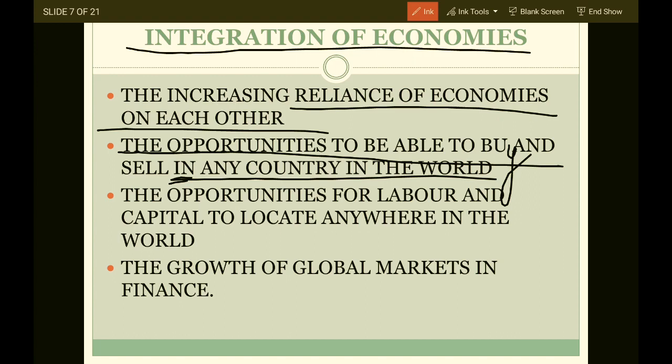All this is globalization. Next, the opportunity for labor and capital to locate anywhere in the world. Earlier, before globalization, laborers were not able to relocate anywhere in the world. But after globalization, laborers can be located anywhere around the globe. Where there is a demand for labor, they are exported to that particular place.